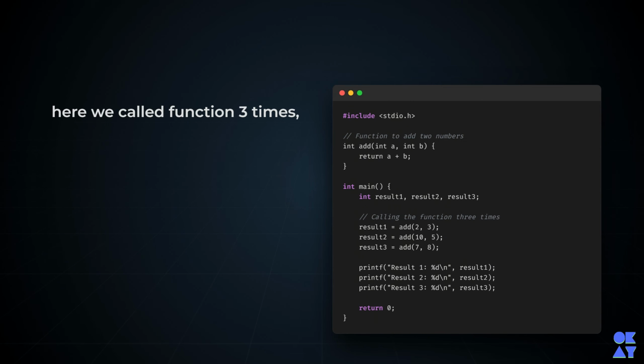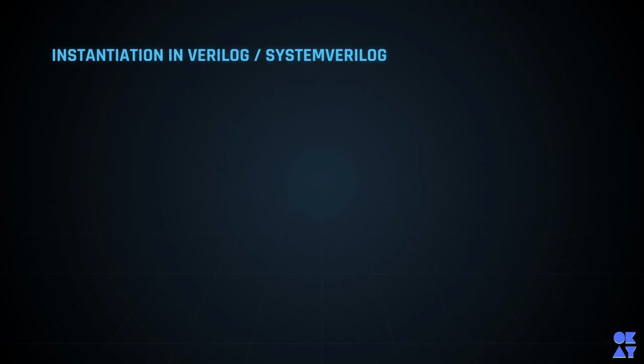Here is the example code of C. Here, we called the function 3 times. Let us consider the function as a calculator. We use the same calculator 3 times. This is a function.